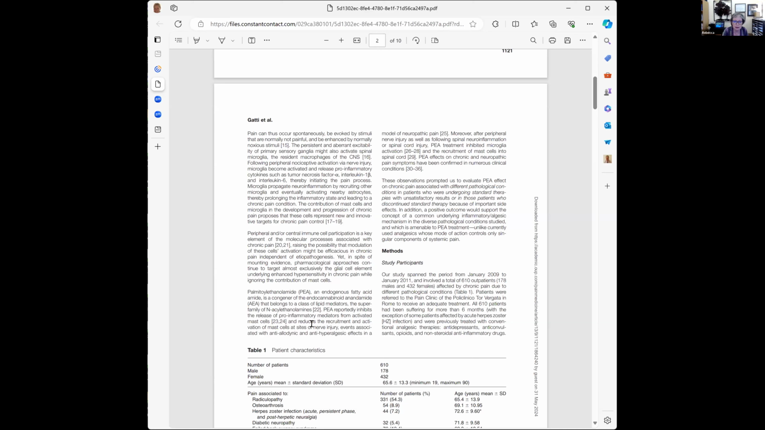So that's anti-pain, anti-hyper pain effects in a model of neuropathic pain. Moreover, after peripheral nerve injury, as well as following spinal neuroinflammation of spinal cord injury, PEA treatment inhibited microglia activation and the recruitment of mast cells into the spinal cord. PEA effects on chronic and neuropathic pain syndromes have been confirmed in numerous clinical conditions.